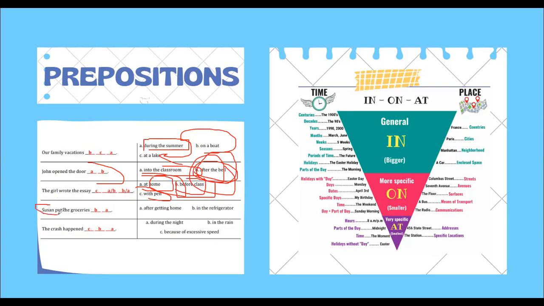So let's look at other examples. Susan put groceries into the refrigerator after getting home. Again, there is a time, and it's at the end of the sentence. And the crash happened because of the excessive speed in the rain during the night. Yes, again, you can see the time is at the end of the sentence.